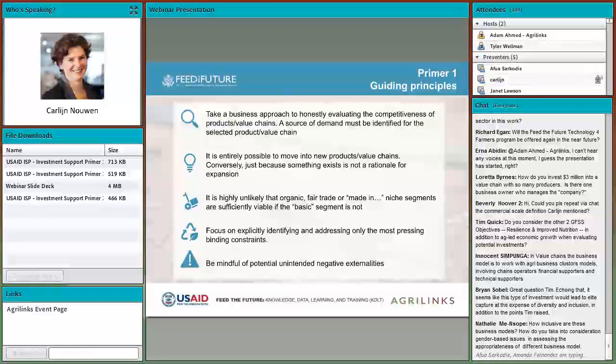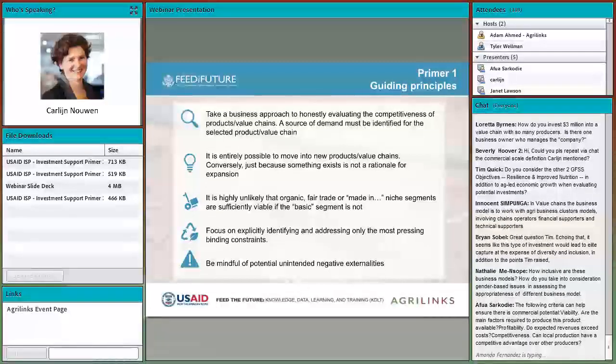It's entirely possible to move into new products and value chains. So a great example of that is the cut flower industry that rose to prominence in both Ethiopia and Kenya in just a few years from almost nothing, because everything came together in a really good way. But just because something already exists does not mean that you can expand it.